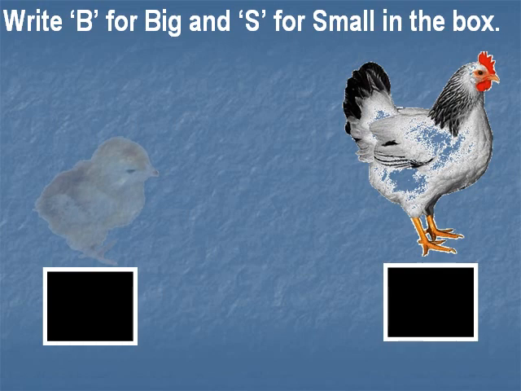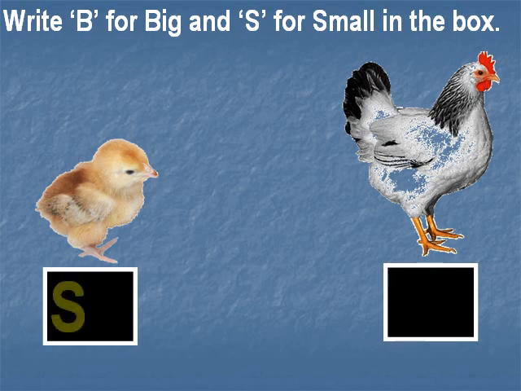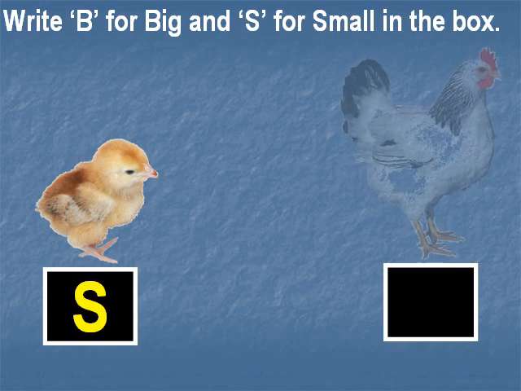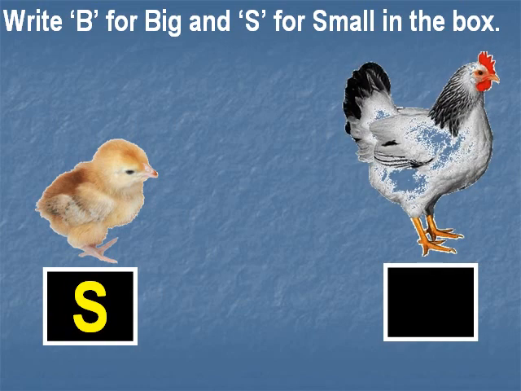Chick. A chick is a small bird, so write S for small. S. Hen. A hen is a big bird, so write B for big. B.